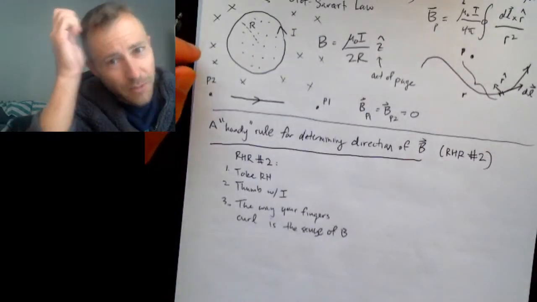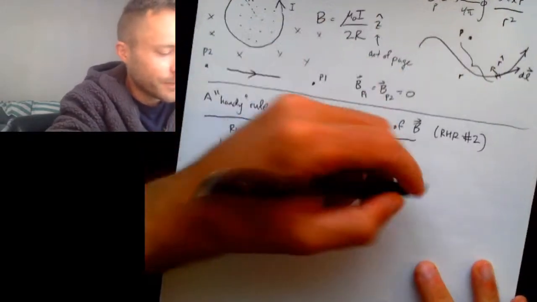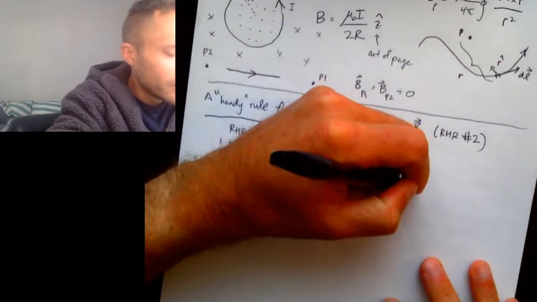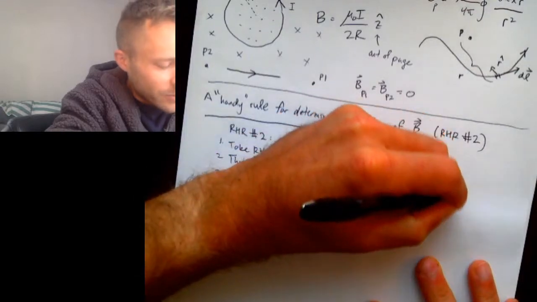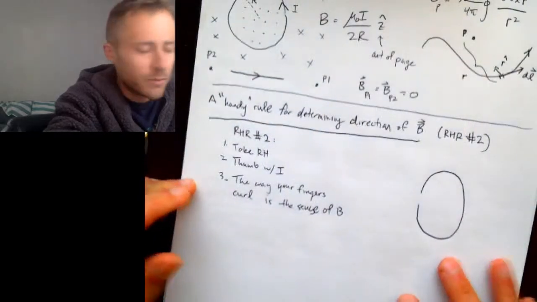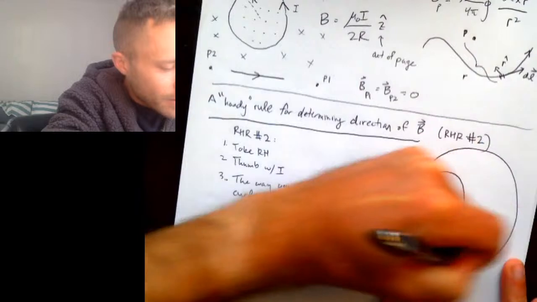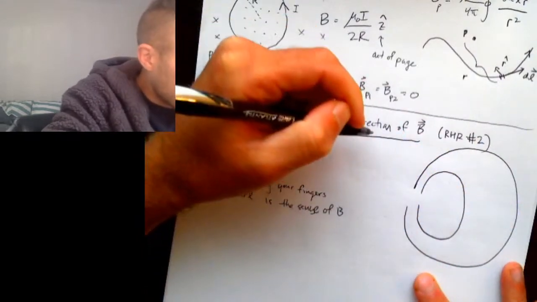And so if we were to do sort of a three-dimensional view, let me draw what the magnetic field lines look like three-dimensionally for a loop of current. I've got to draw this carefully here.